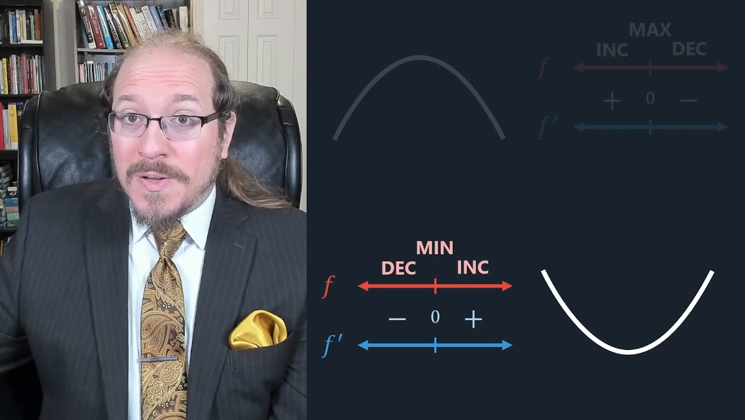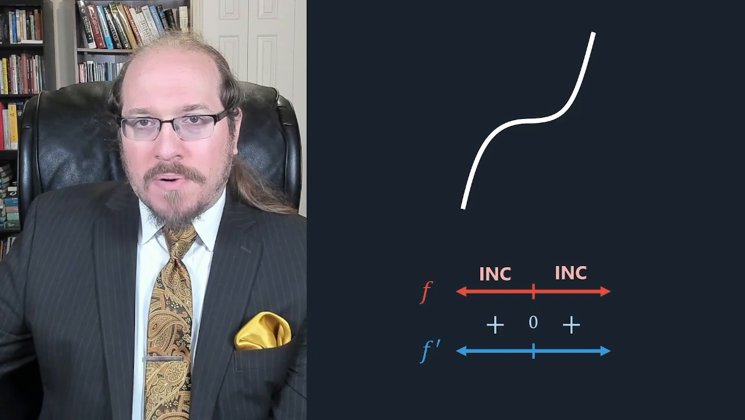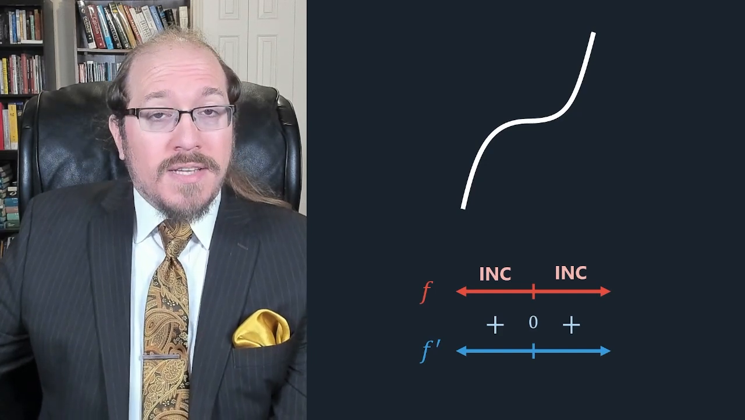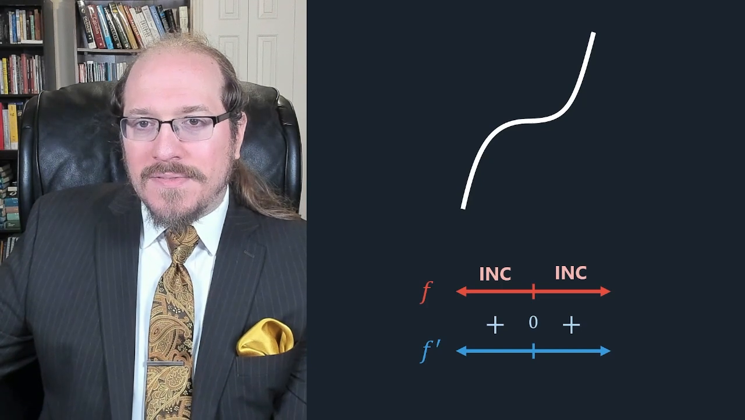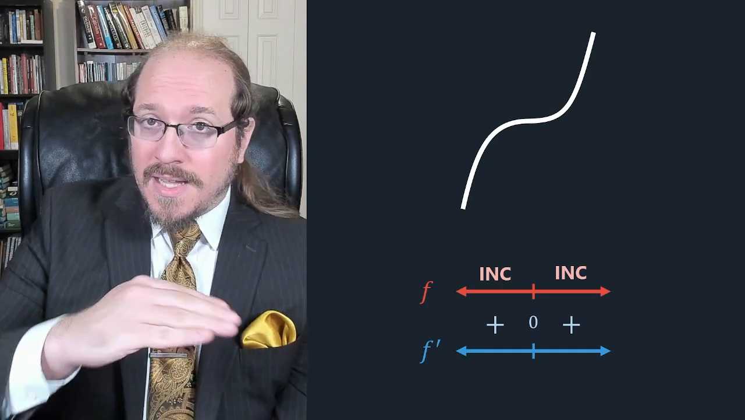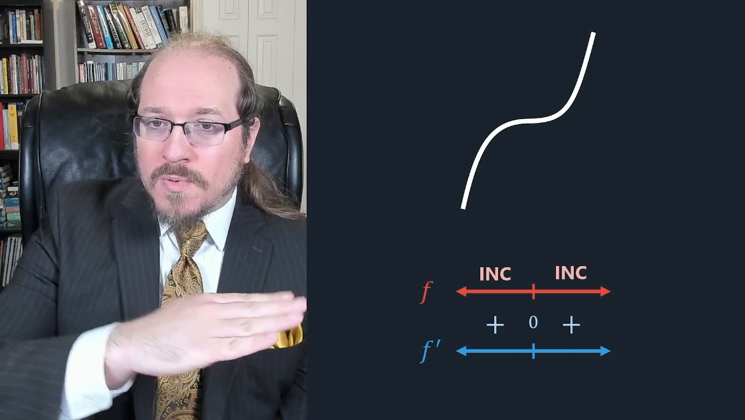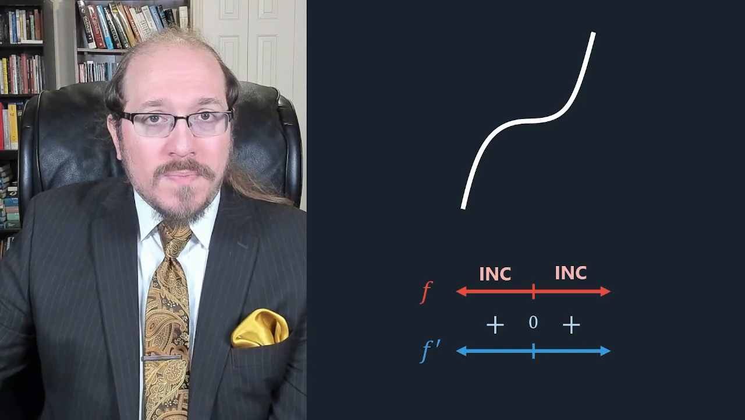Actually, these aren't the only possibilities either. We could run into situations where f prime is, say, positive, touches 0 for a moment, but then goes right back to being positive. That gives us a graph where f is increasing, levels off for a moment, but then goes right back to increasing again. Think like the graph of x cubed.